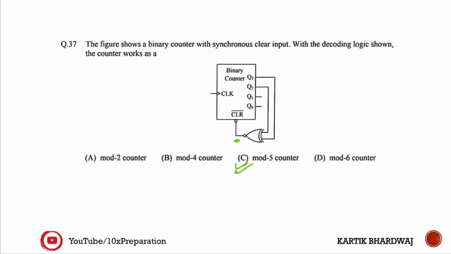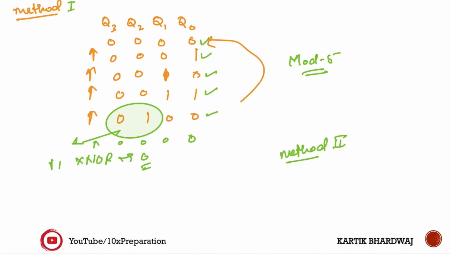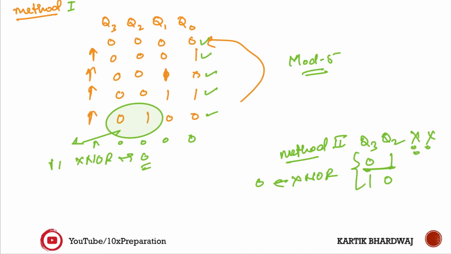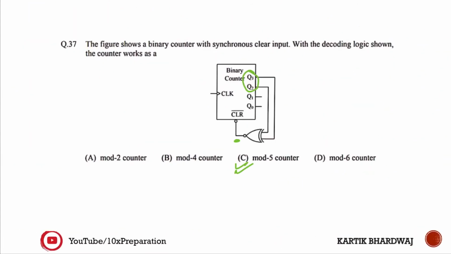In method 2, you simply look at Q3 and Q2. These two are don't care, so we don't consider them. Whenever Q3 and Q2 are 0 1 or 1 0, the XNOR is going to be 0 only, so it will reach there first. So what are the levels before that? 0 0, 0 1, 1 0, 1 1. You can directly write it down as a mod 5 counter. In both cases the answer is 5 only.